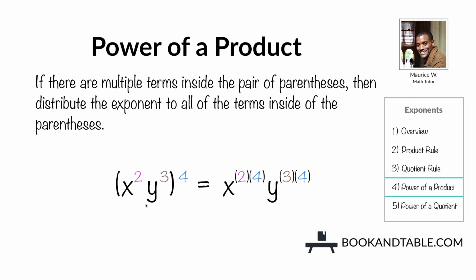So let's say we had x squared y cubed raised to a power of 4. We distribute this 4 to the exponent 2, and we distribute the 4 to the exponent of 3. So we're distributing it to both terms, x and y. So 2 times 4 gives us x to the 2 times 4, which is 8. And y cubed to a power of 4. So that gives us y to the 3 times 4, which is y to the 12th. So that is how the power of a product rule works.